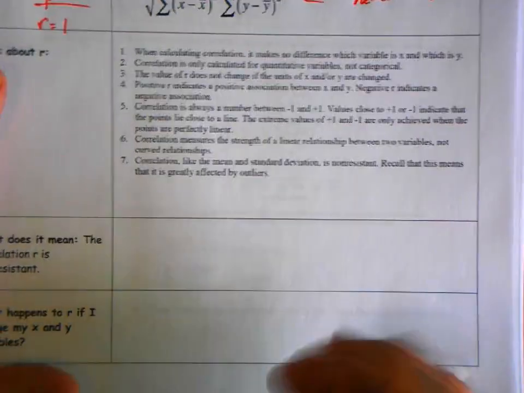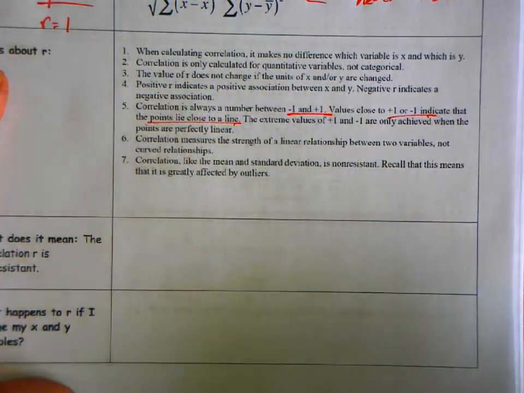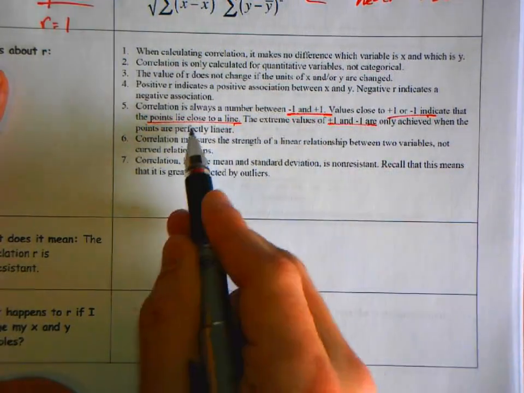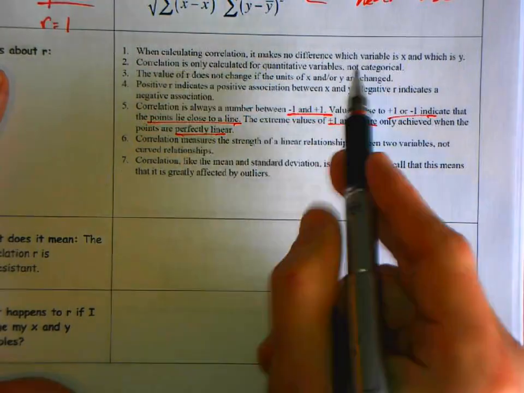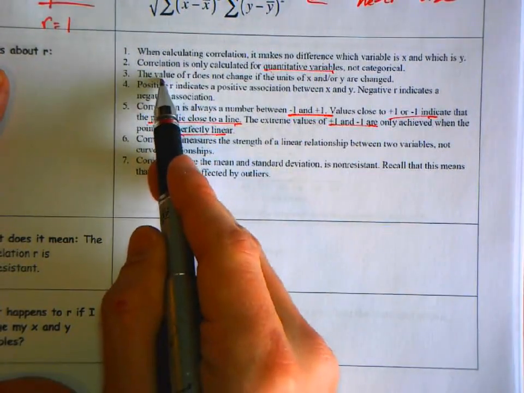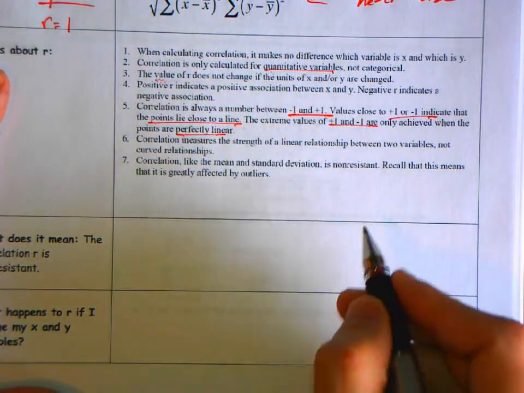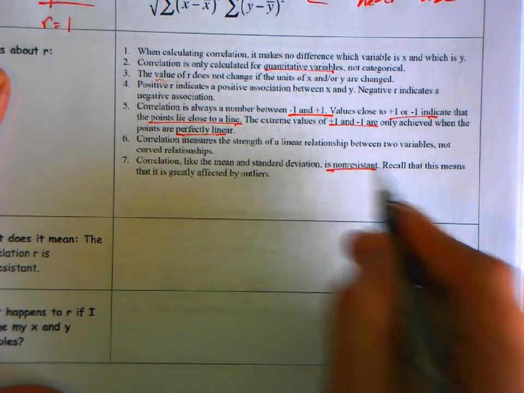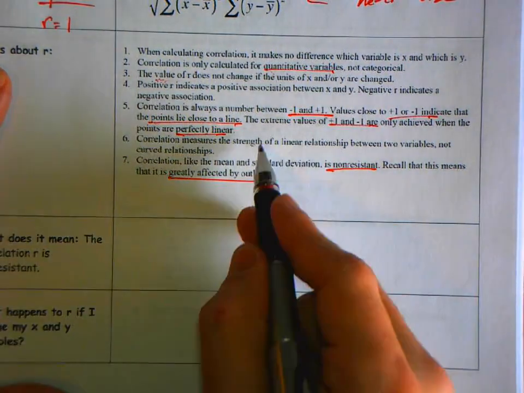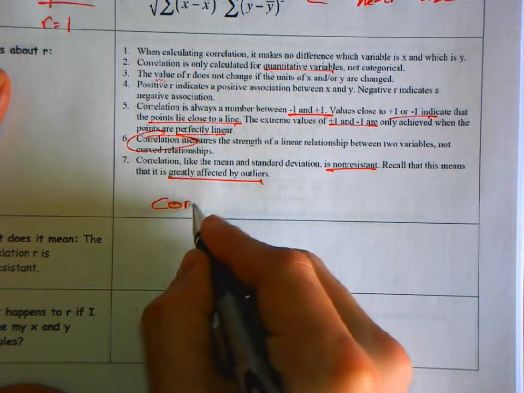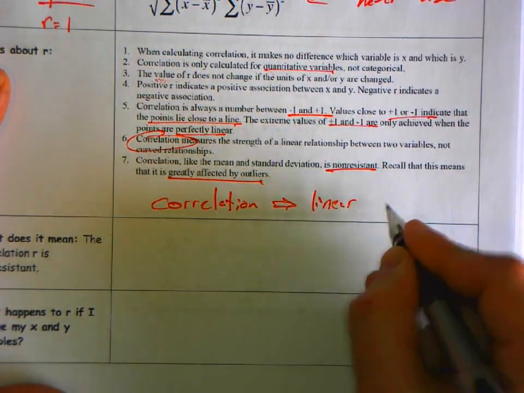Cool. Some facts about R. Read those over. Correlation is always between -1 and +1. Negative or positive indicates the points lie close to a line. Only achieved if perfectly linear. It doesn't matter which is x and which is y. It only works for quantitative variables. The value of R does not change when the x and y are changed. Correlation is non-resistant. Means it's greatly affected by outliers. And it measures correlation. If we're using correlation, that means very specifically we're talking about a linear association.